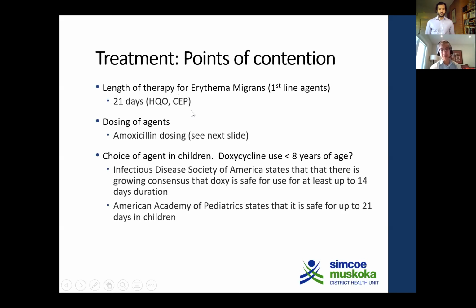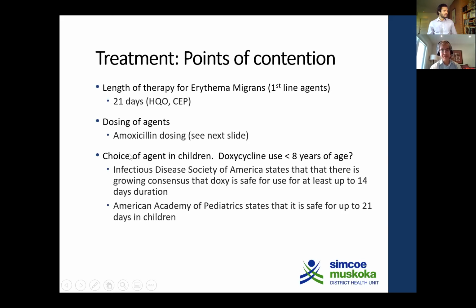And they have a very good document that came out in, I think, November of last year. So this is more up to date in the sense that it's come later. Having said that, the literature hasn't changed from the HQO ones. So anyway, 21 days is the preferred number, is what I would say. The dosing of agents is a little bit different from one to the other, and HQO does a more high dosing versus CEP does a regular dosing.